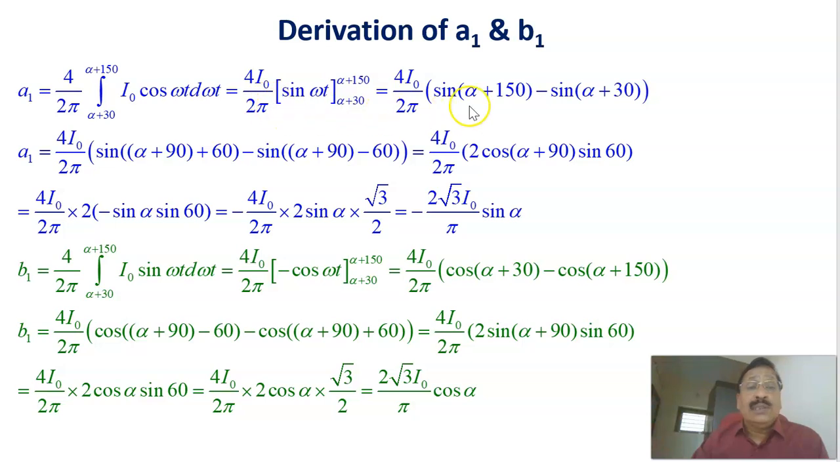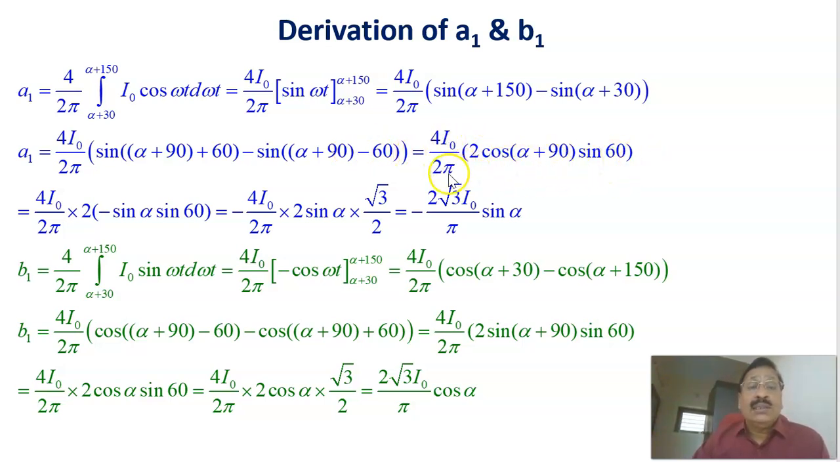4 I naught divided by 2 pi times sin(alpha plus 150) minus sin(alpha plus 30), or 4 I naught by 2 pi times sin(alpha plus 90 plus 60) minus sin(alpha plus 90 minus 60). This is sin(A plus B) minus sin(A minus B), where A equals alpha plus 90 and B equals 60. Sin(A plus B) minus sin(A minus B) equals 2 cos A sin B.